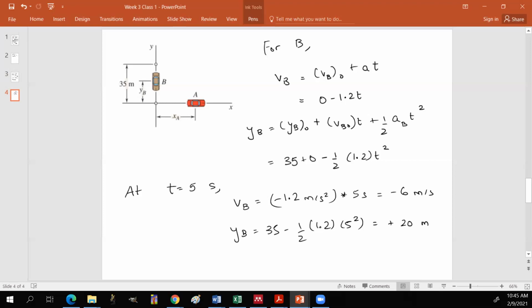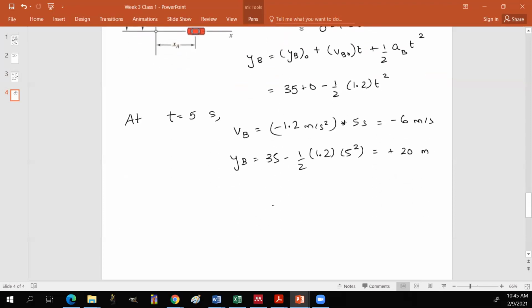So now when I write these out as vectors, see that my acceleration of B is 1.2 in the negative j hat direction, right? So minus 1.2 j hat meters per second squared. See that my velocity B is 6 meters per second, but the minus means that it's downward, so it's minus 6 j hat meters per second, like that. And then my position vector for B is plus 20, so it's 20 in the j hat direction, right?